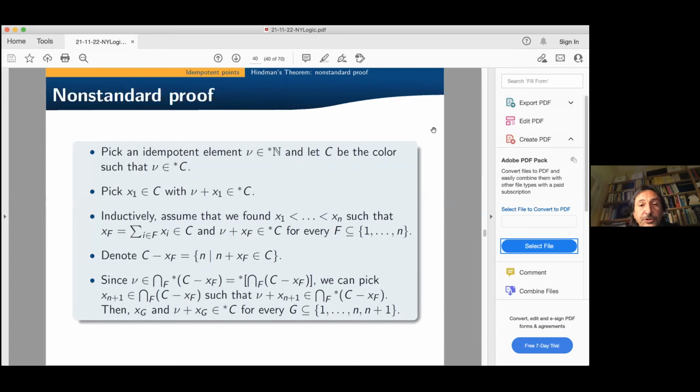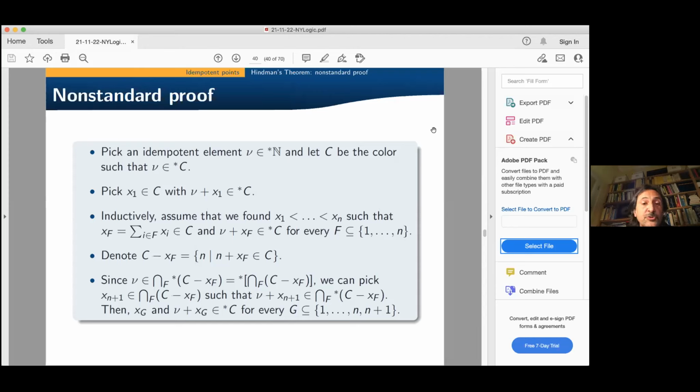And you see, you just use the definition. So you take the idempotent element, and since you have a finite partition, that element must belong to one of the pieces of the partition. So this, say, belongs to star C. Then all you have to prove is that inside the set C, you have the infinite sequence. And you proceed in a way that is somewhat similar to what we did to prove Ramsey's theorem. So by definition of idempotent element, there must be an element x1 belonging to C with the property that Ni plus x1 belongs to star C.